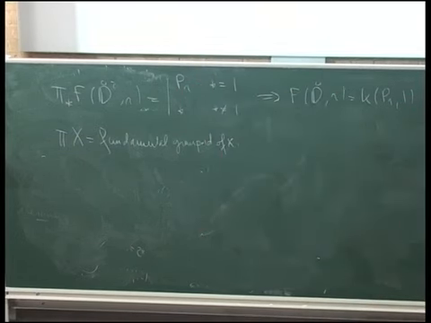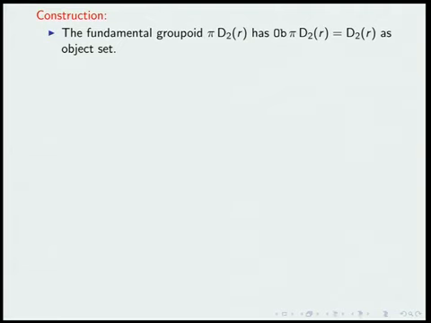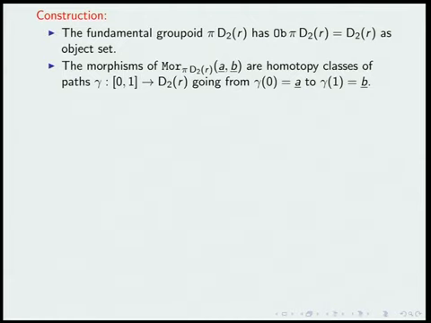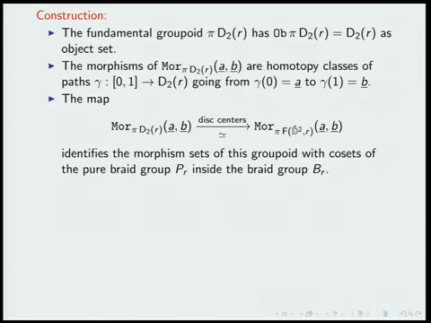Okay. So this is a groupoid. The objects of this groupoid is the set D2R, the underlying space D2R. And the morphisms from one element in D2R to another one are homotopy classes of paths going from A bar to B bar. Okay, so it's the usual picture.